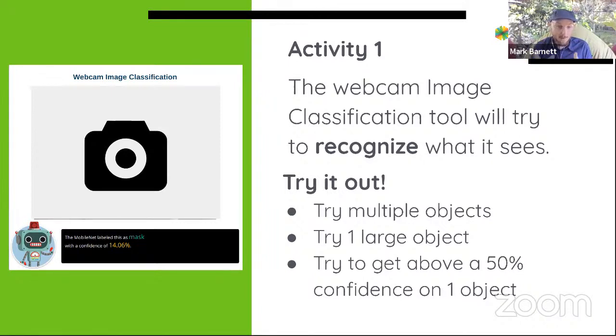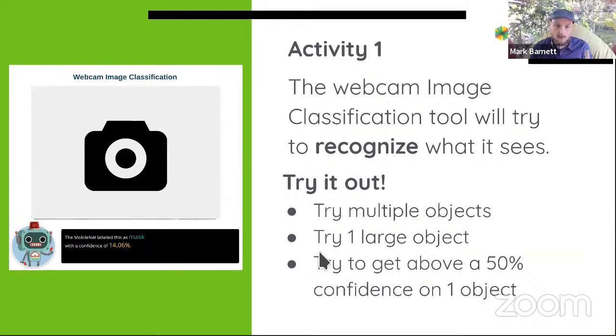So if you've got a dog, a cat, a mouse, a snake, something like that, you can show the webcam whatever animal you have. The other thing it's going to show you is the percentage of confidence that it thinks it is that thing. So if you hold up your backpack and it says, with a confidence of 50 or 60%, then that's pretty high. So the machine learning tool is pretty confident that what it sees is a backpack.